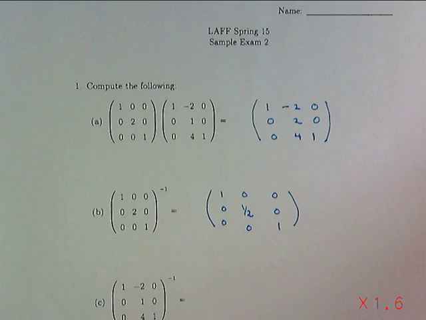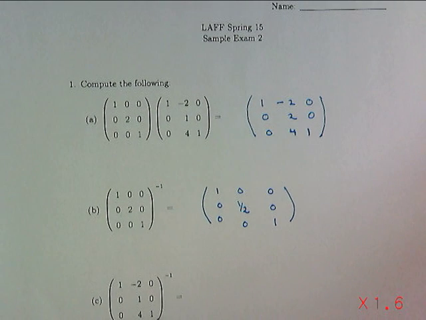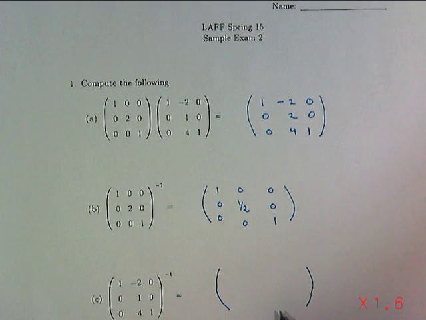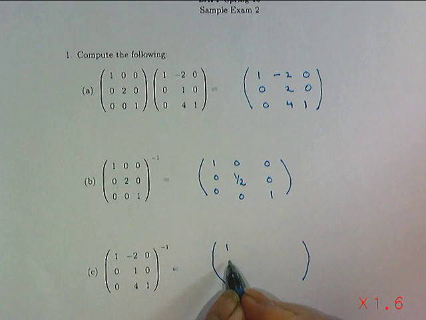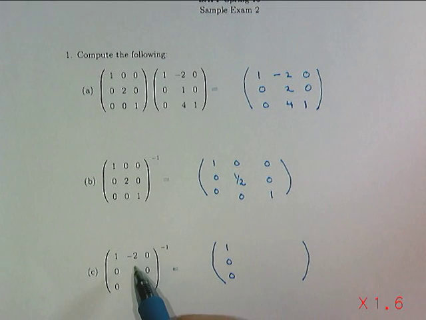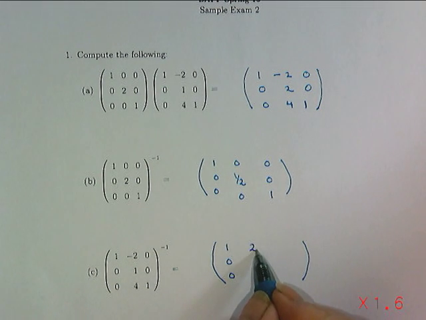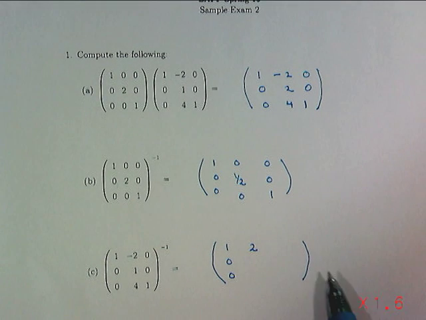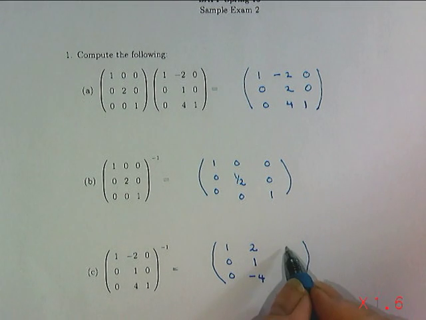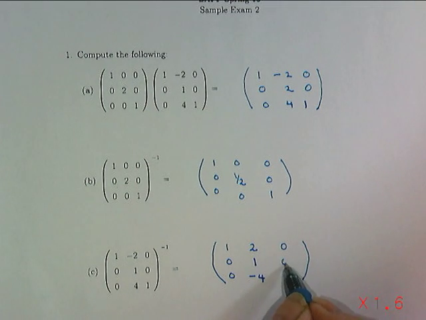Now the next question, it looks like I have a Gauss transform that I'm trying to take the inverse of, and I know how to deal with that. What I end up getting is another Gauss transform. It's going to have first column 1, 0, 0. Second column, however, the negative 2 is going to become a positive 2. It undoes the negative 2 times something. Then we'll have a 1, and the last is going to be a negative 4. Then the last column is going to be a 0, 0, 1 again.